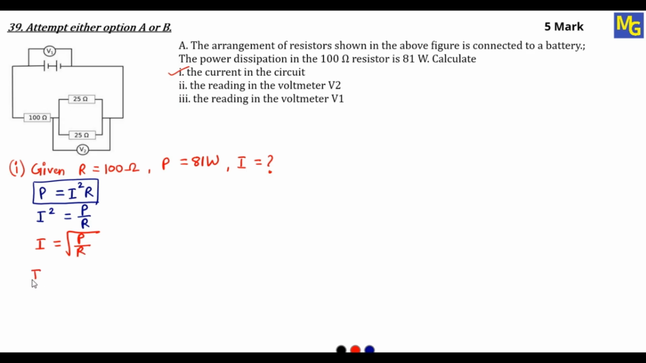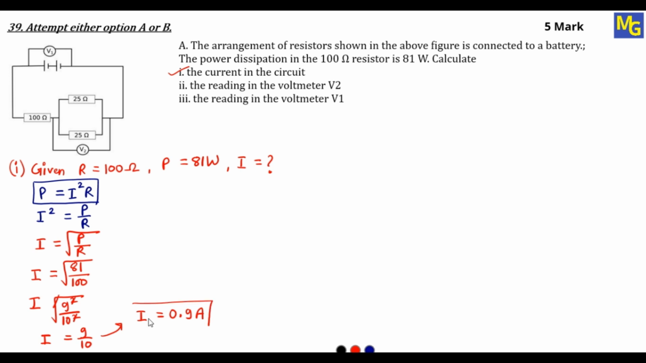Now we will substitute. I is equal to, P we have 81 and R we have 100. As we all know, the square root of 81 is 9, and for 100 it is 10. So we can write it like this, 9 square divided by 10 square. The square and the root get cancelled, and what will remain is I is equal to 9 divided by 10. 9 divided by 10 can be written as I is equal to 0.9 ampere.